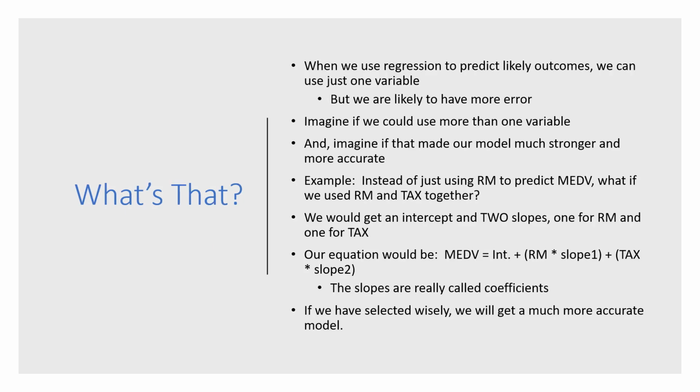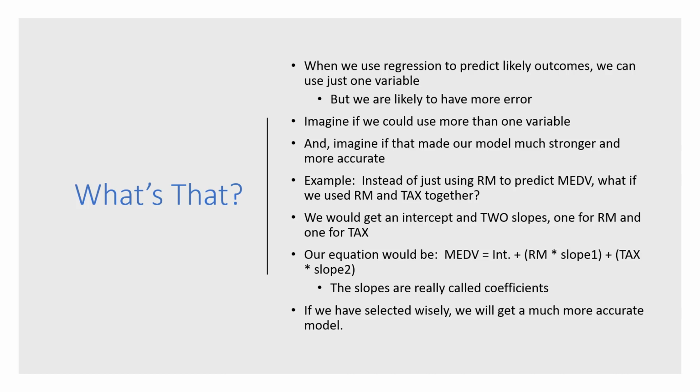So a little bit more about multiple regression. Back to kind of recap, when we use regression to predict likely outcomes, we can sometimes use just one variable, but we're likely to have more error. So imagine if we could use more than one variable. We find variables that collectively together can do a better job of predicting what the outcome variable is going to be. And imagine if that made our model much stronger and much more accurate.